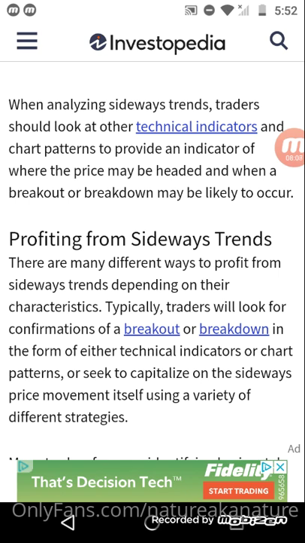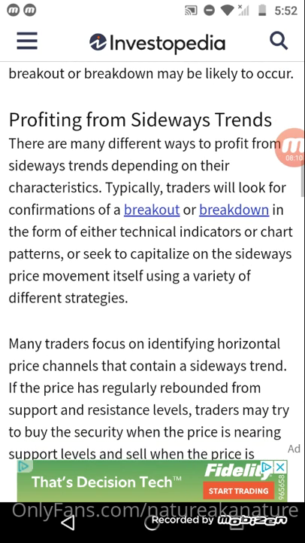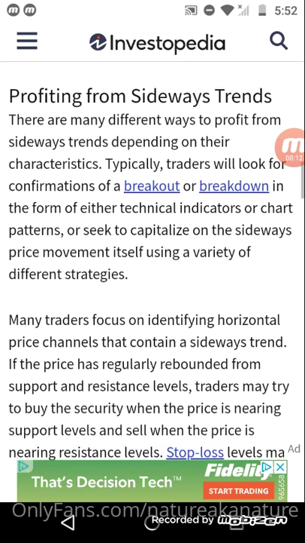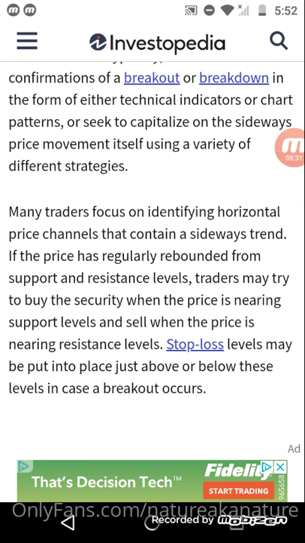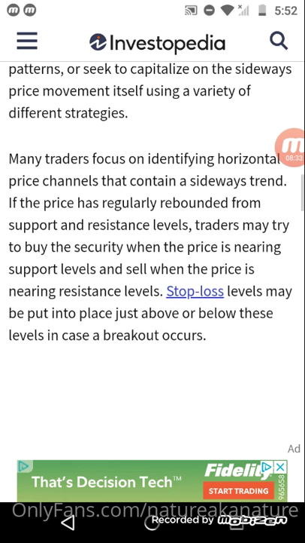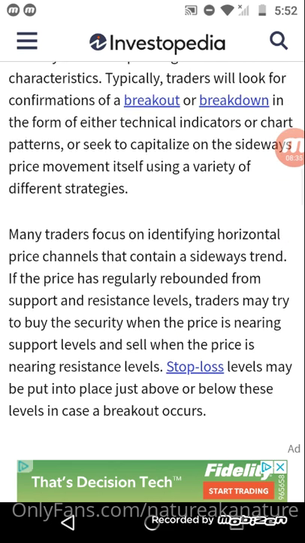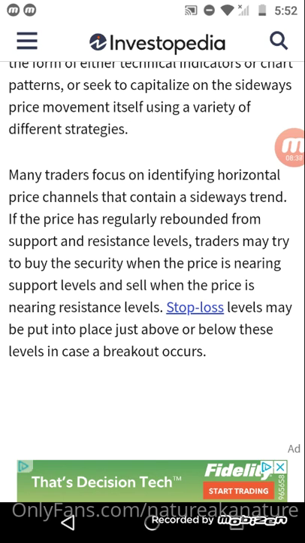So, profiting from a sideways trend. There are many different ways to profit from sideways trends, depending on their characteristics. Typically, traders will look for confirmation of a breakout or a breakdown in the form of either technical indicators or chart patterns, or seek to capitalize on sideways price momentum itself using a variety of different strategies. They say we can capitalize off of it, but I don't teach that. I teach to trade off of trends, uptrends and downtrends, and not to trade off of sideways trends.